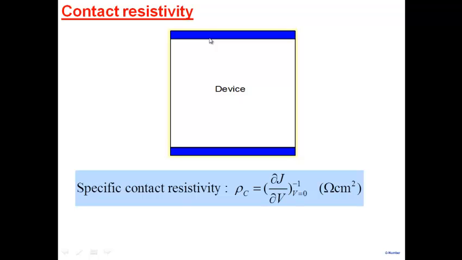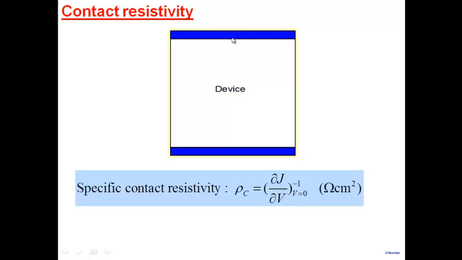So this is a very important parameter. A contact will have a certain amount of contact resistivity. Normally, we know that it will have resistance, and we would like this to be ohmic. Ohmic in the sense that it follows Ohm's law, and therefore it can be characterized by a simple resistor here.